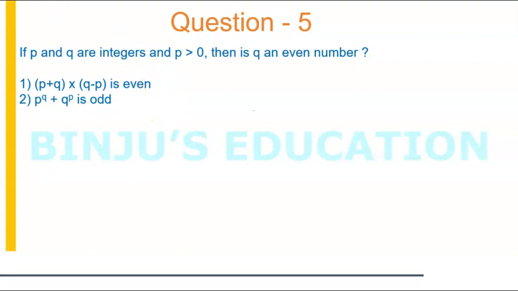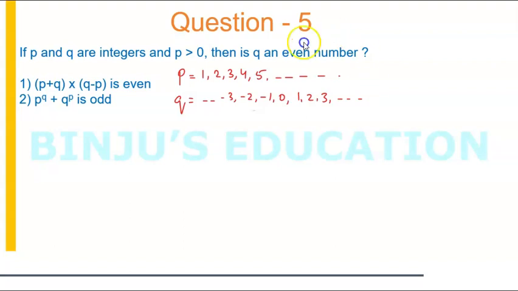All right, let's try this one. This seems a bit difficult. P and Q are integers and P is greater than 0. So P should be something like 1, 2, 3, 4, 5, and so on and so forth. And there is nothing mentioned regarding Q. So Q will be like minus 3, minus 2, minus 1, 0, 1, 2, 3, and so on and so forth. So Q can be 0, Q can be negative, Q can be positive.